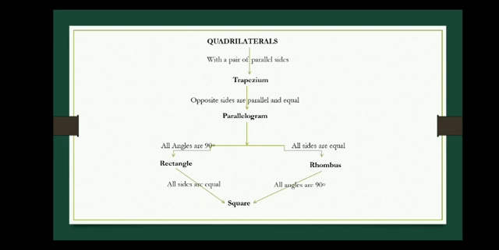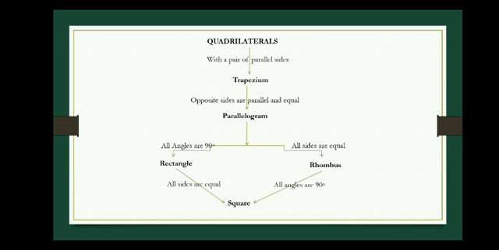First will be the quadrilateral. A quadrilateral is nothing but any four-sided closed shape. In any four-sided closed shape with a special condition, that is, if there is a pair of parallel sides, then that shape is called a trapezium. And from a trapezium with another condition, that is, if opposite sides are parallel and equal, we'll get a parallelogram.